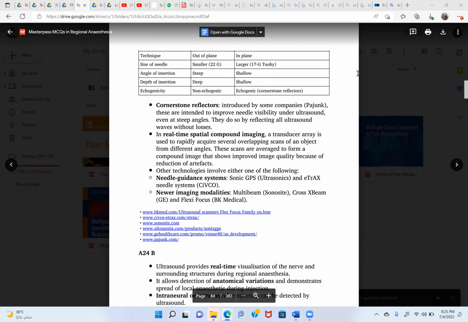To counteract it, you can add some bicarb, because if you are making the solution a little basic, there will be more unionized portion, and you will be able to achieve the effect of the medication quicker and in a better way. Okay. So that is the concept of adding bicarb. When you are adding a vasoconstrictor, you are not only decreasing the absorption, so the effect will be a little prolonged, but you are also trying to avoid toxicity. So this is the rationale for using a vasoconstrictor.